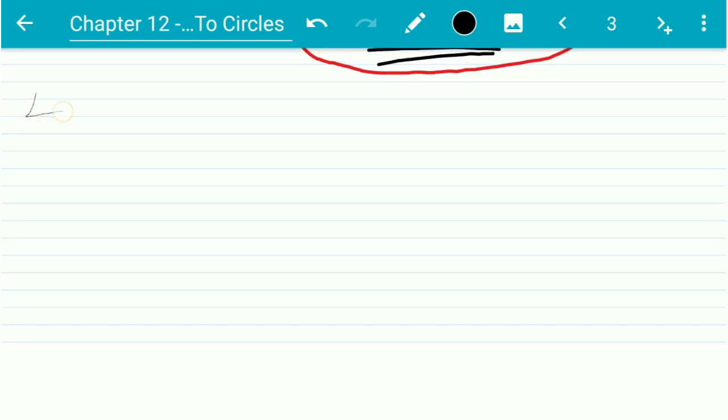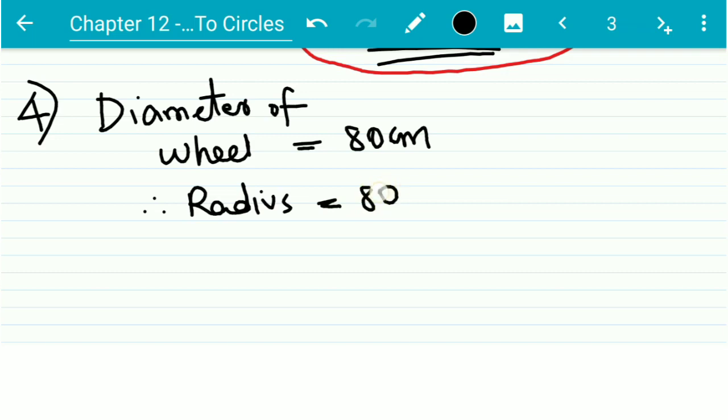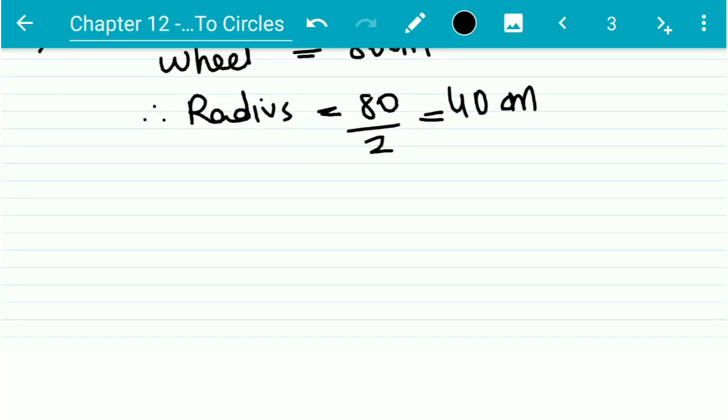So question number 4. Write the given information first. What is given? Diameter of the wheel is given. So write diameter of wheel equal to 80 centimeter. Therefore, what is the radius of the wheel? 80 by 2, 40 centimeter. Next, what is given in the question? Time is given, 10 minutes. So write time t equal to 10 minutes.